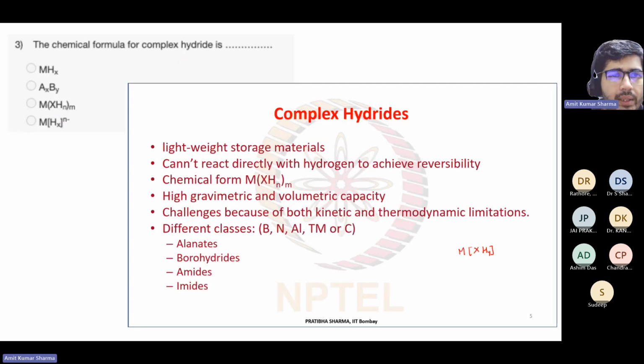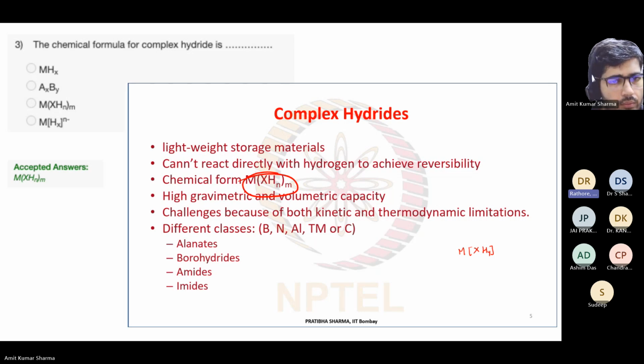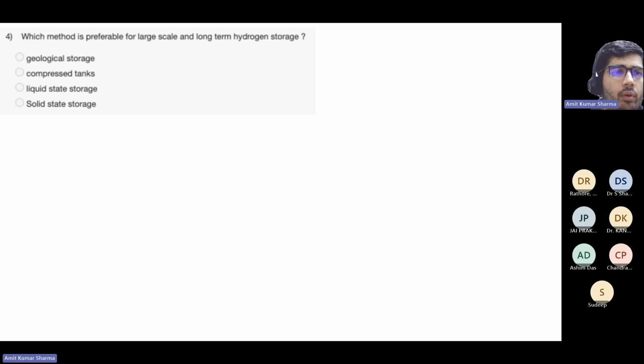The chemical formula for complex hydride is? Okay, the complex hydride formula is this, where M may be metallic or non-metallic. Yes, metallic. Which method is preferable for large scale and long term hydrogen storage? Definitely geological, because we want long term storage, and the best is geological storage.